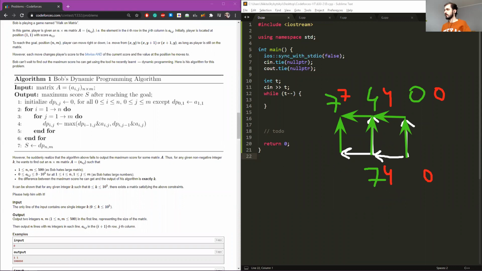We instead want the difference to be k. We can put k here and here. Then the answer will be k. And k is up to 10 to the 5th, so here we can safely have something like 2 to the power of 20. Okay.